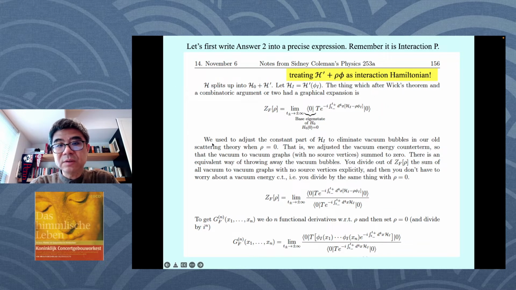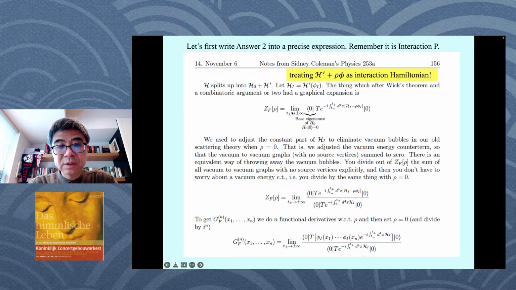Okay, so now let's answer the first question first and the second question second. The first question is: answer 2 is the same as answer 3. Now let's first rewrite answer 2 into a more precise form. Remember, answer 2 is working in the interaction picture.